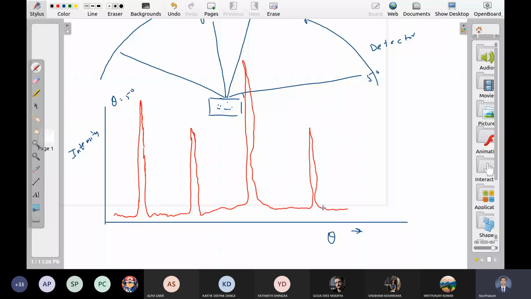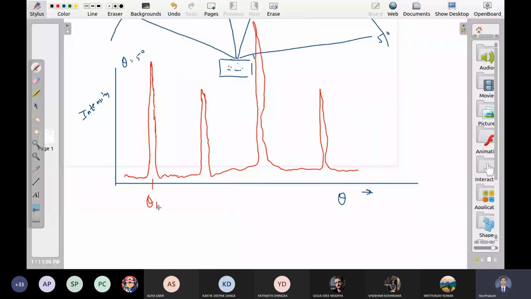Let us say this angle is theta 1, this angle is theta 2, this angle is theta 3, theta 4 and so on. The only thing that we know is that we are getting constructive interference at these angles. Looking at this graph, you can only say that constructive interference is happening at these particular angles.